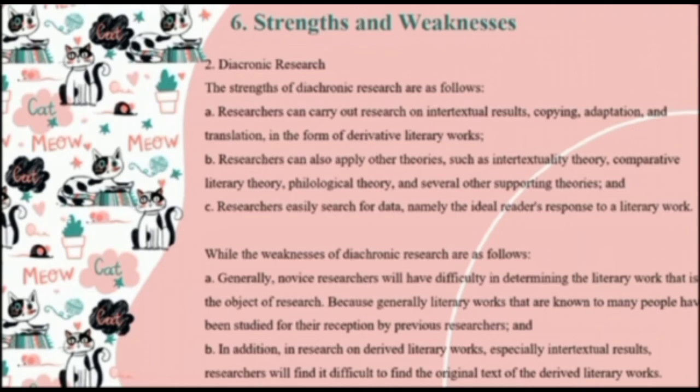While the weaknesses of diachronic research are as follows. A. Generally, novice researchers will have difficulty in determining the literary work that is the object of research, because generally literary works that are known to many people have been studied for their reception by previous researchers. And B. In addition, in research on derived literary works, especially intertextual research, researchers will find it difficult to find the original text of the derived literary works.